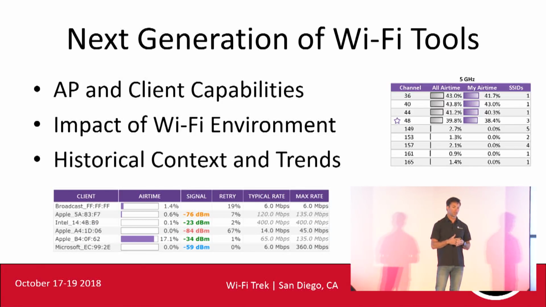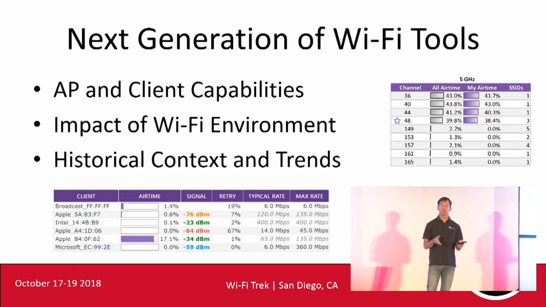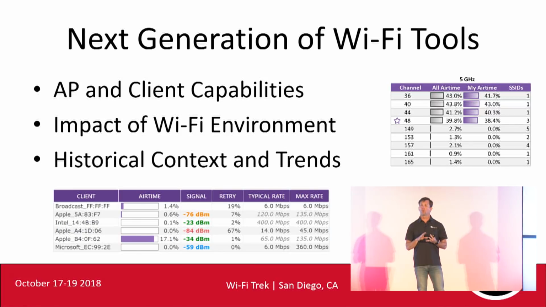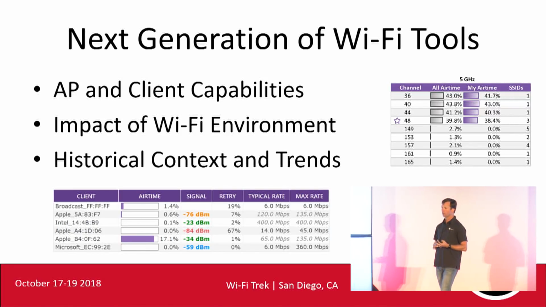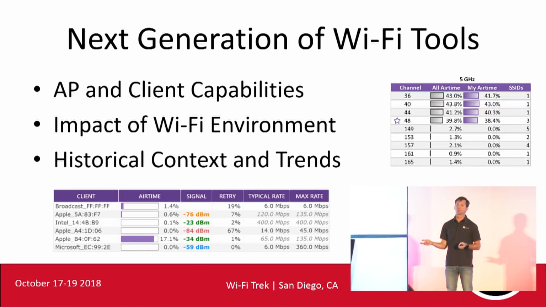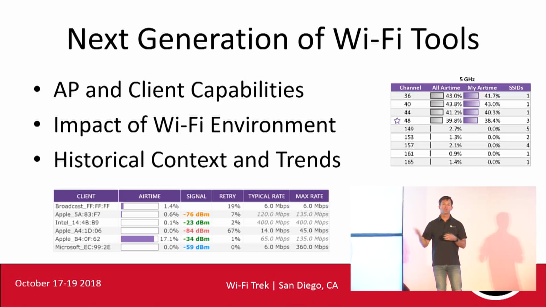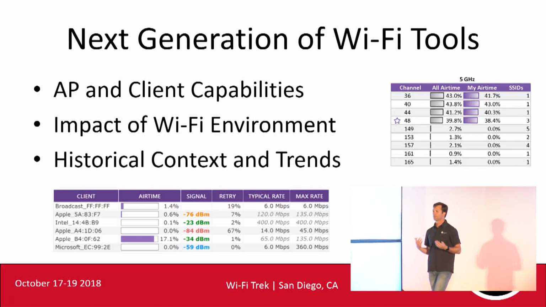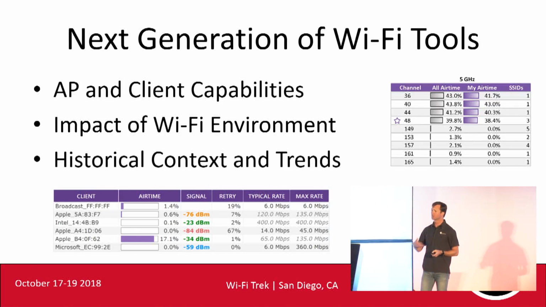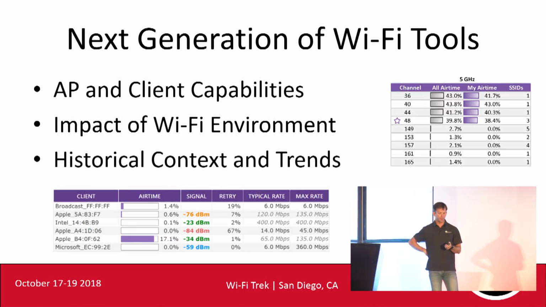And I also need to be able to see the historical context of what's going on in the network. Is the network getting busier? Are we getting more clients? Are the clients using more airtime? Are other networks using more airtime? What's going on in this environment over time? If everything worked great last week, but this week I have a problem, what's changed? These are the types of things that would really help us solve Wi-Fi and help it to perform better.